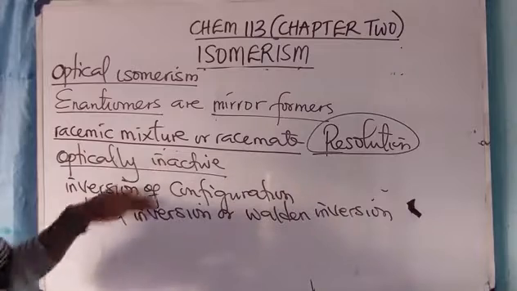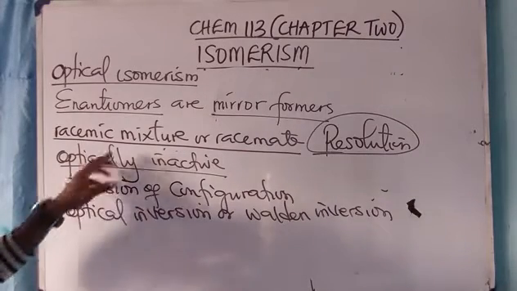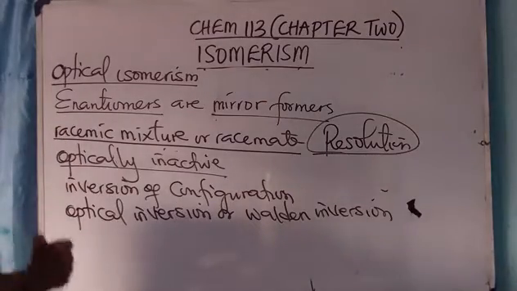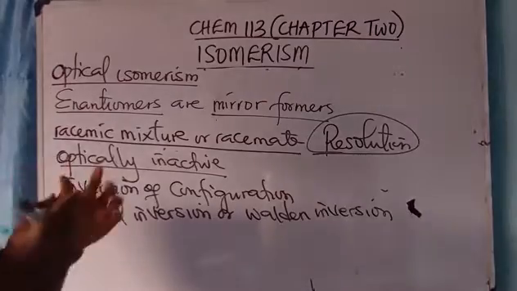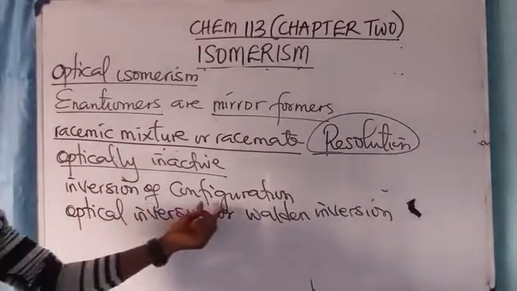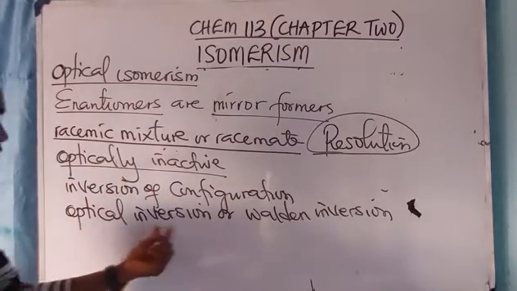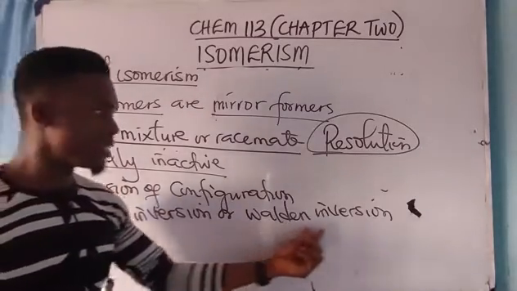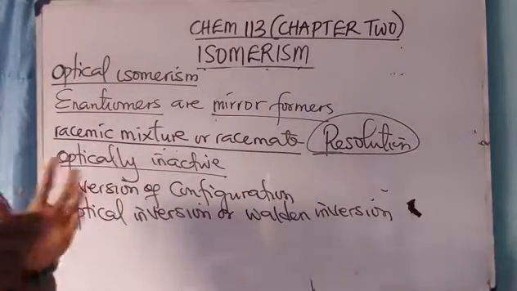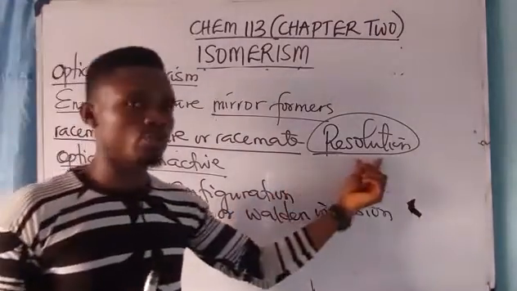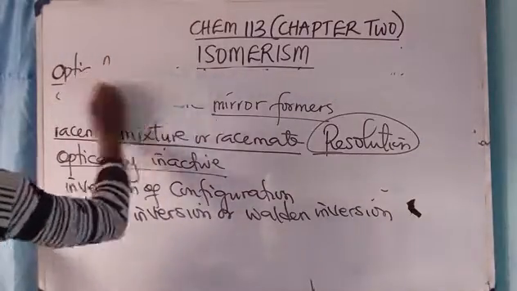They are optically inactive because the rotation of one will be neutralized by the other one. But I said when one of them undergoes a type of rotation leading to the formation of a product that is equal to the other one, it's called inversion of configuration. This type of inversion is called optical inversion or Walden inversion. And they are separated into their various components through resolution.